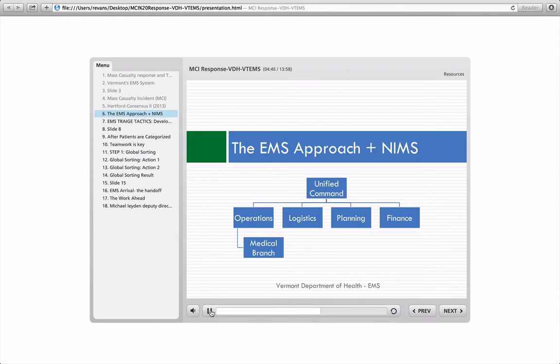EMS personnel could be assigned underneath operations in a particular branch or unit to effectively execute their tasks on a scene. EMS tasks, as we'll soon discuss, include everything from initial triage to patient care and eventually patient tracking and transport.